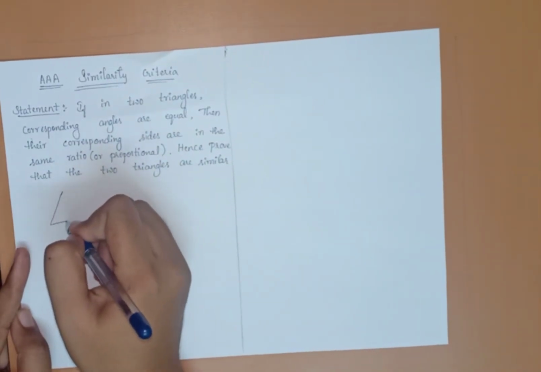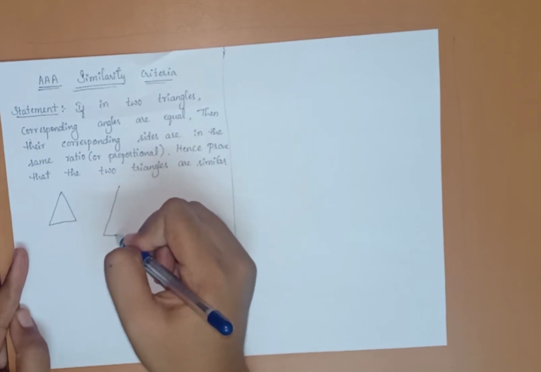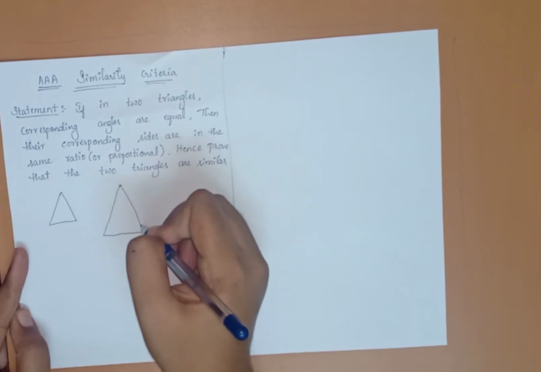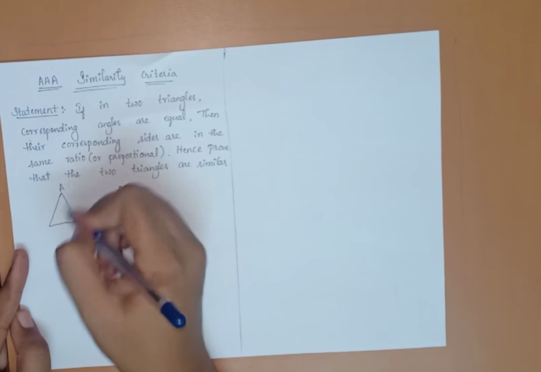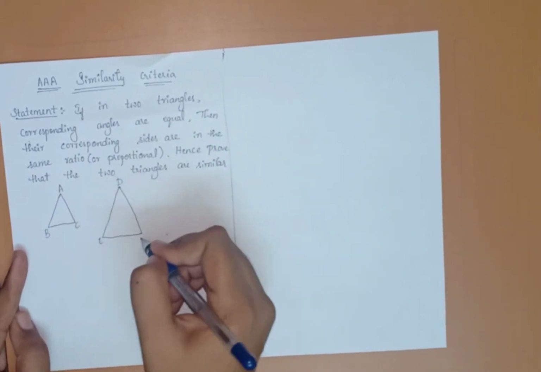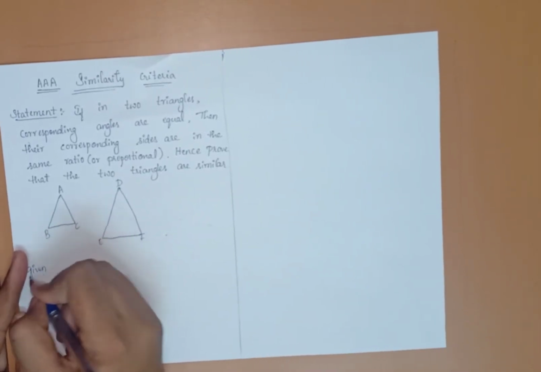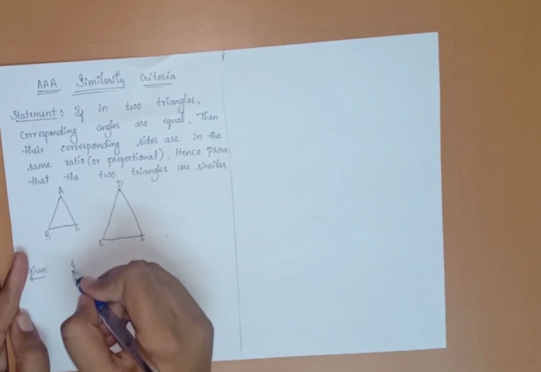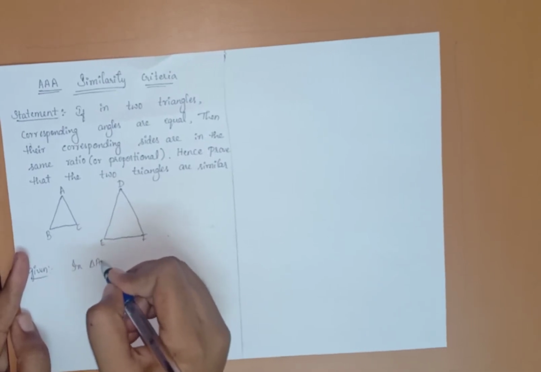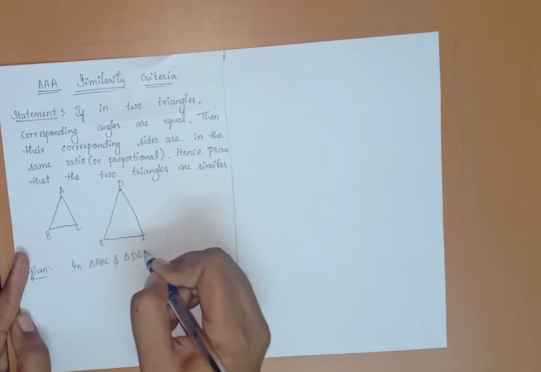For this, first we need to draw two triangles. One is a small one, another one is a big one. And mark them A, B, C, and D, E, F. So here we will write given. We have two triangles, triangle ABC and triangle DEF.